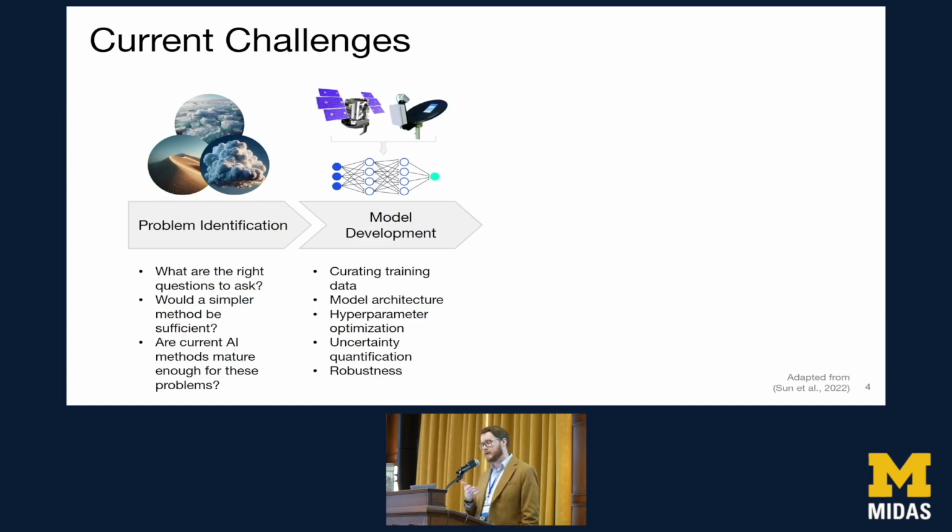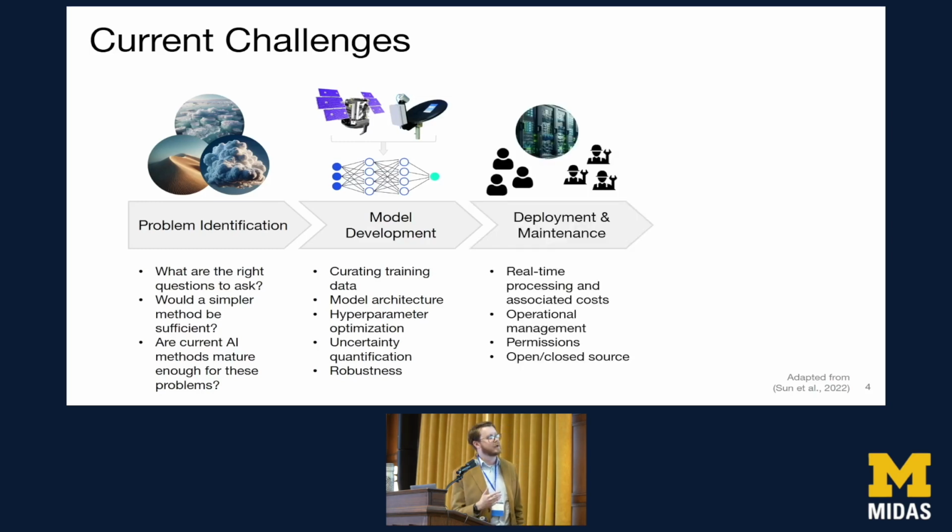Once you get that, then you have to construct the model, thinking about the architecture, tuning it, uncertainties, is it going to be robust? Also very challenging to do all of these steps correctly. And then if you want to deploy this operationally, there's challenges there. Who's managing this? What are the permissions? Is it open or closed source? Who can access this, right?